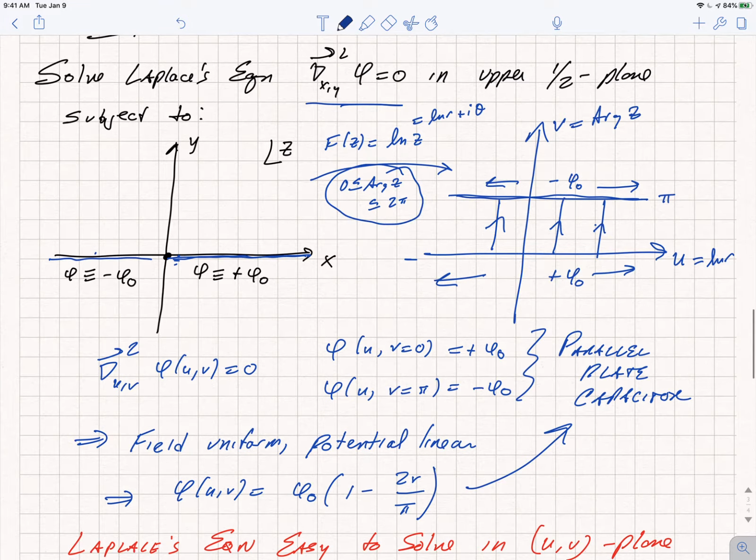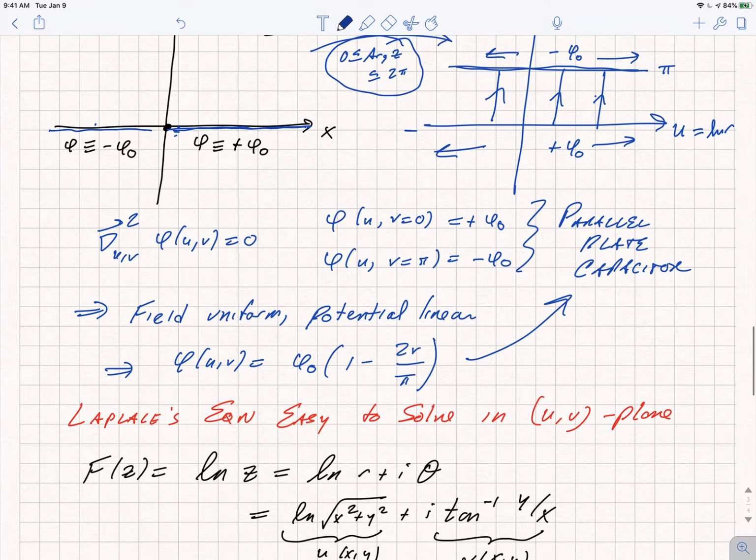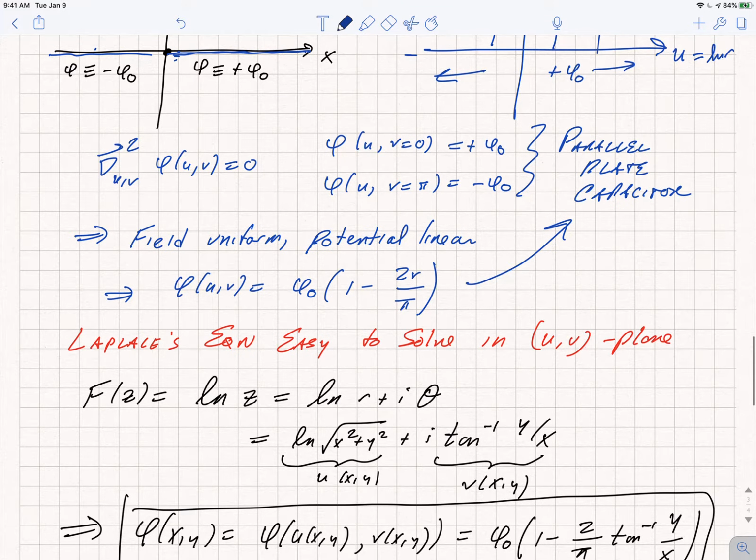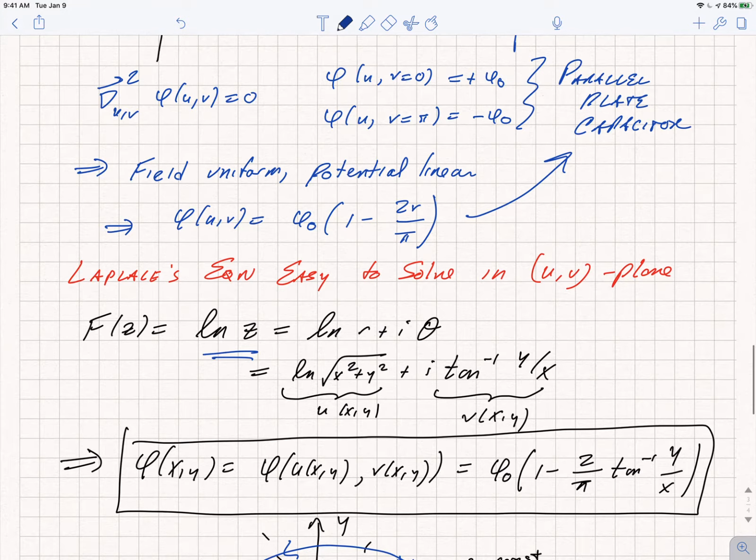We've solved this problem in the uv plane. We have to go backward, though. We have to get it in the xy plane. So remember, my mapping was log z, which is log r plus i theta, which is the log of the square root of x squared plus y squared plus i times the arctangent of y over x, where the branch of the arctangent is given such that the argument is between 0 and pi.